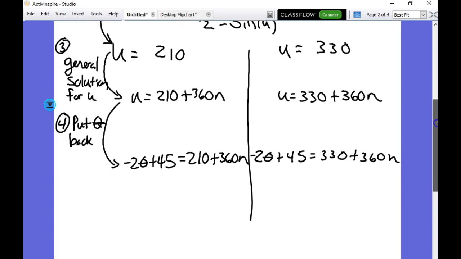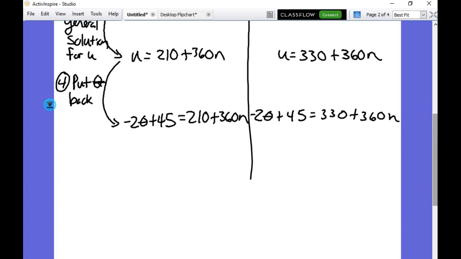But I still haven't solved for theta, but that's pretty simple. We're just going to do some basic algebra now. I want to solve for theta, so I want to get theta by itself. So what am I going to do? You're going to minus the 45 on both sides. I'll do both at the same time if that's okay with you guys. Okay, 45. What's 210 take away 45?